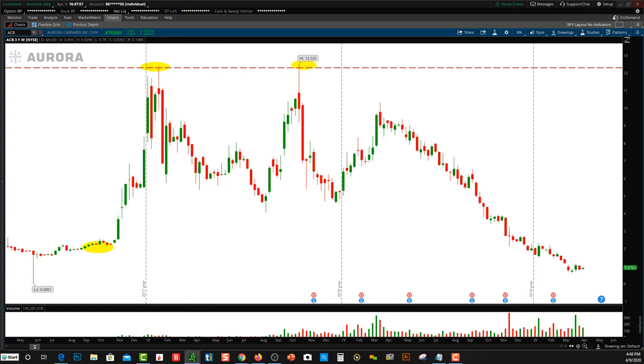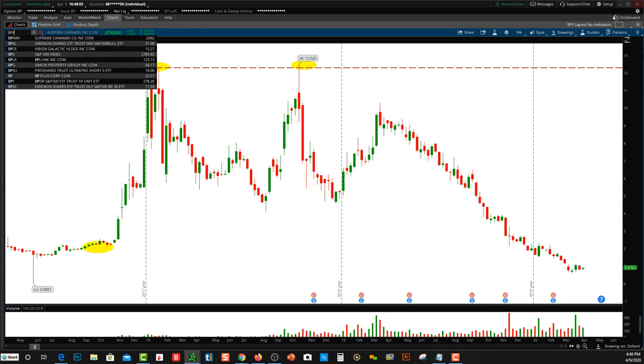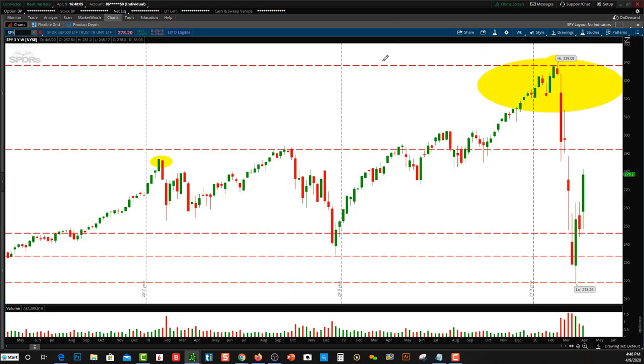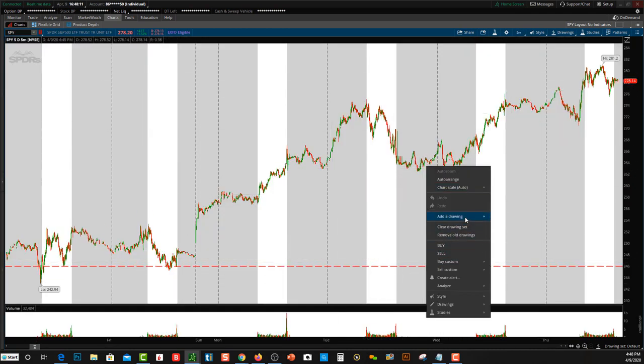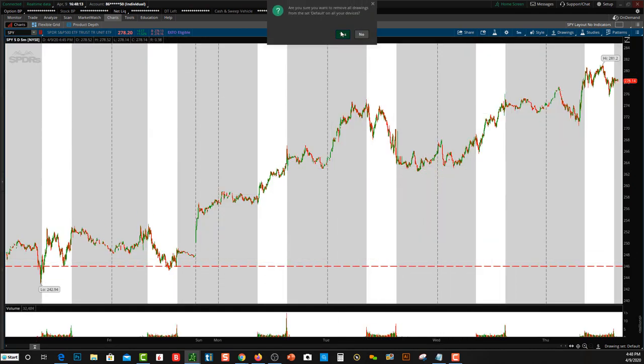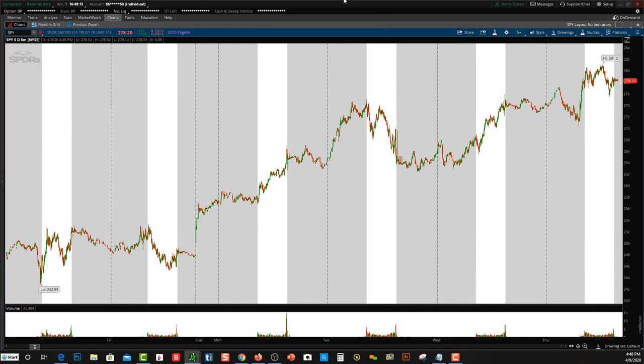All right, so now let's zoom into it. Actually, let's take a look at a 5 minute. Let's go to SPY intraday. That's daily, or that's long term. Now here's what you can do intraday. Do the same thing I just showed you, and you can find the zones intraday on a 5 minute or a 1 minute, right? Connect some peaks, connect some valleys, right?